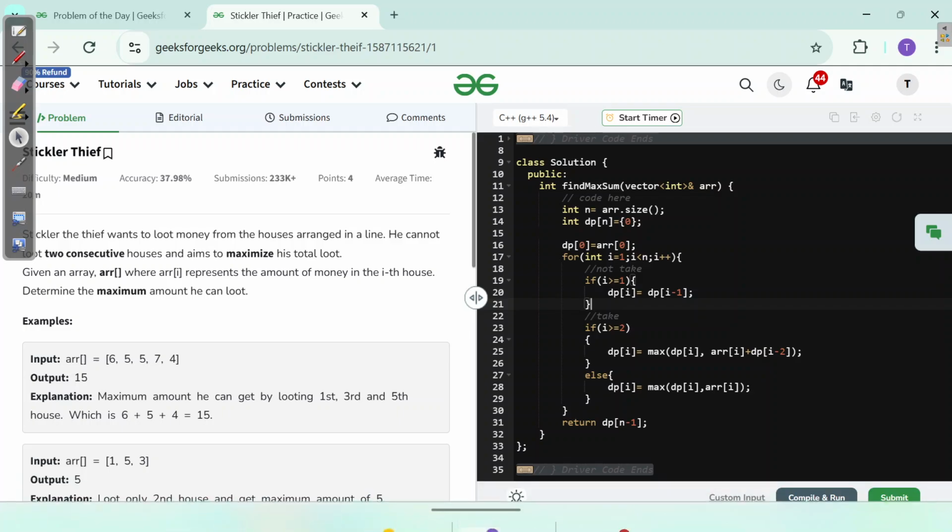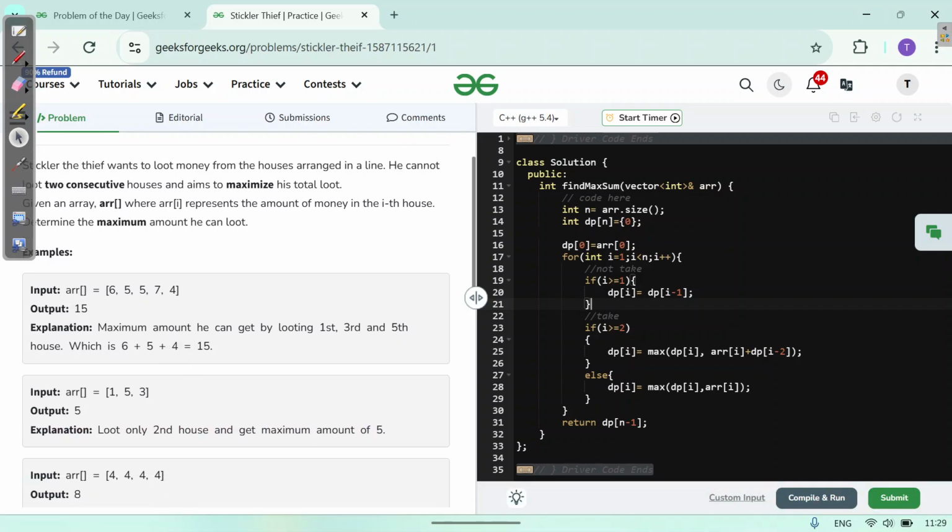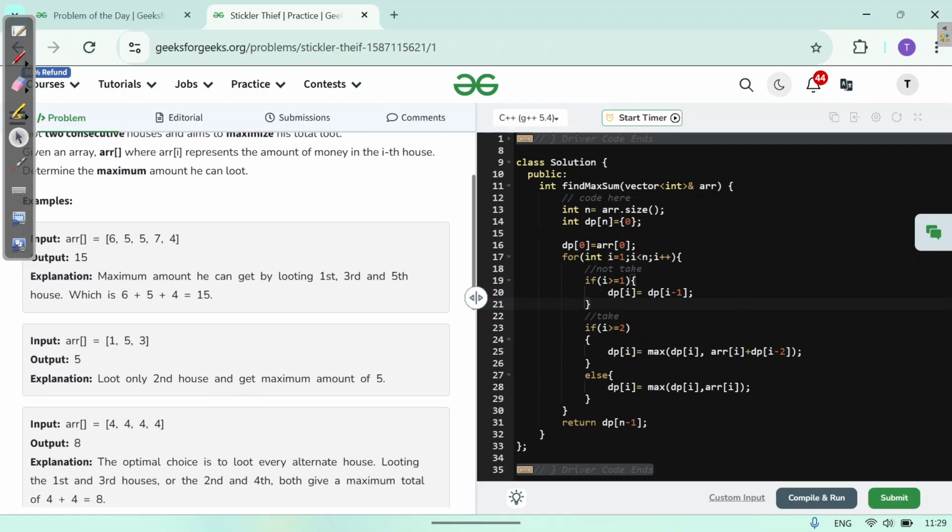So in today's POTD, there is a thief who wants to loot money from the houses arranged in a line. He cannot loot two consecutive houses and he aims to maximize the total money. Okay, so this is the array we are given.